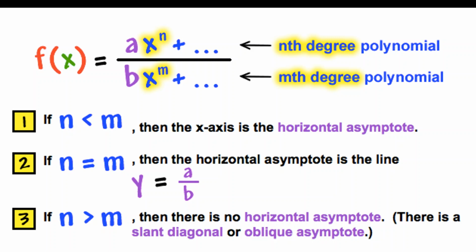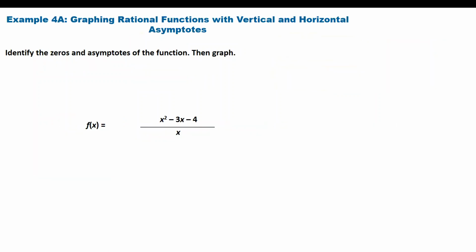I think this one is probably the most simple way of looking at it. All right, so let's put it into practice here. For this example, we're going to graph rational functions with vertical and horizontal asymptotes. We need to identify the zeros and the asymptotes of the function, then graph. So let's take a look.